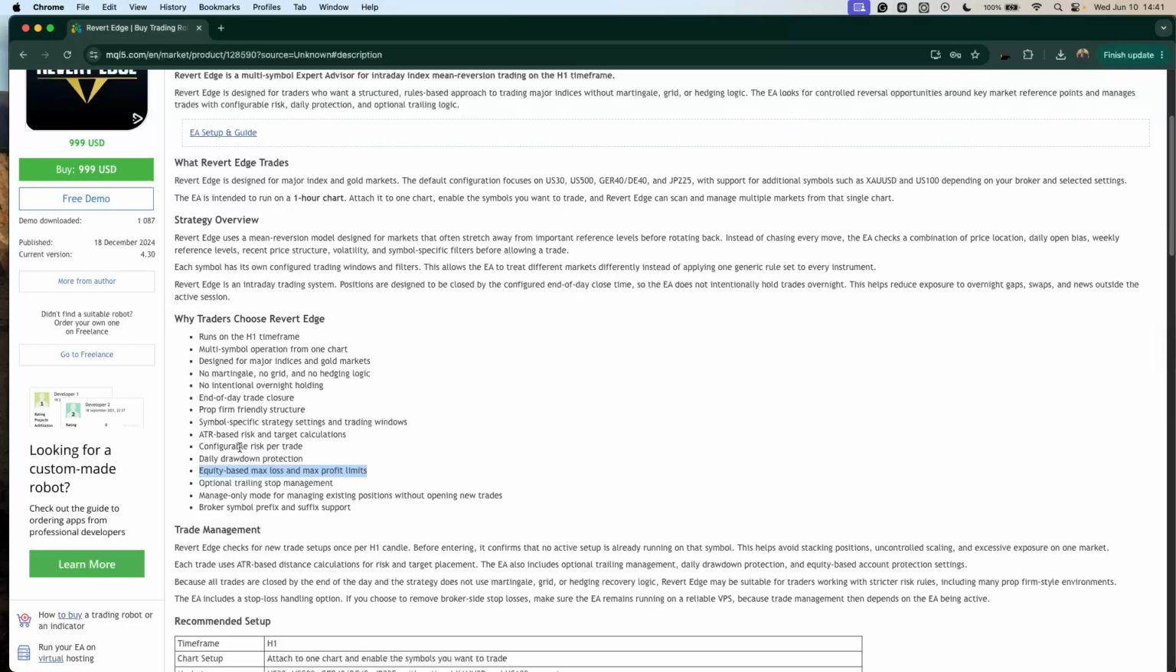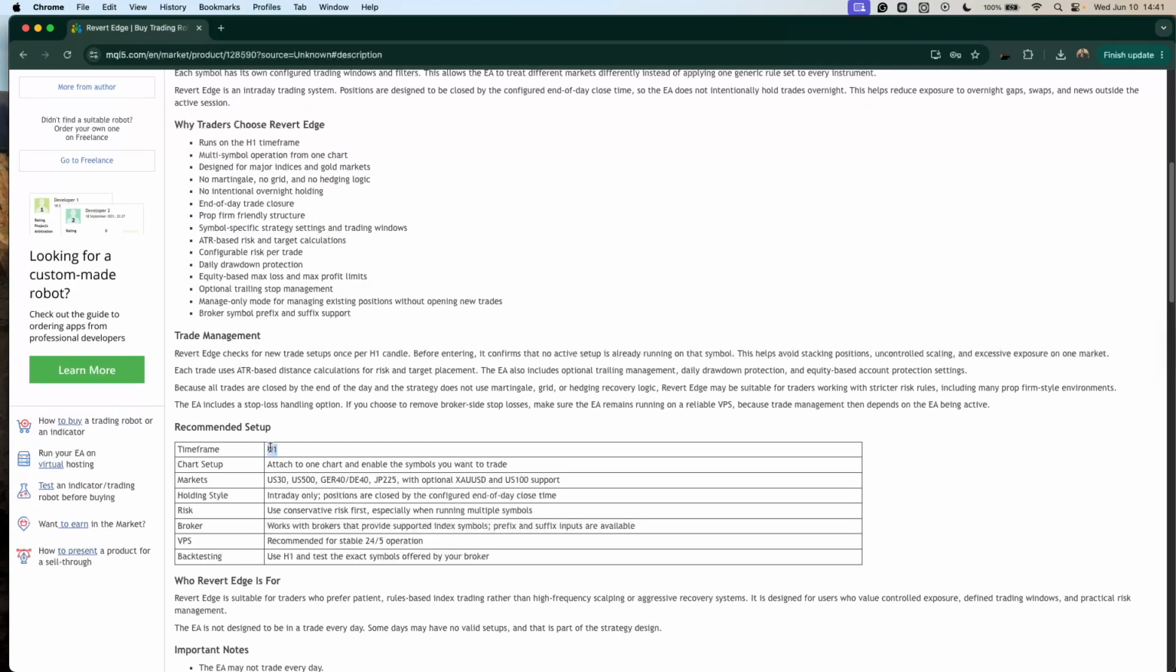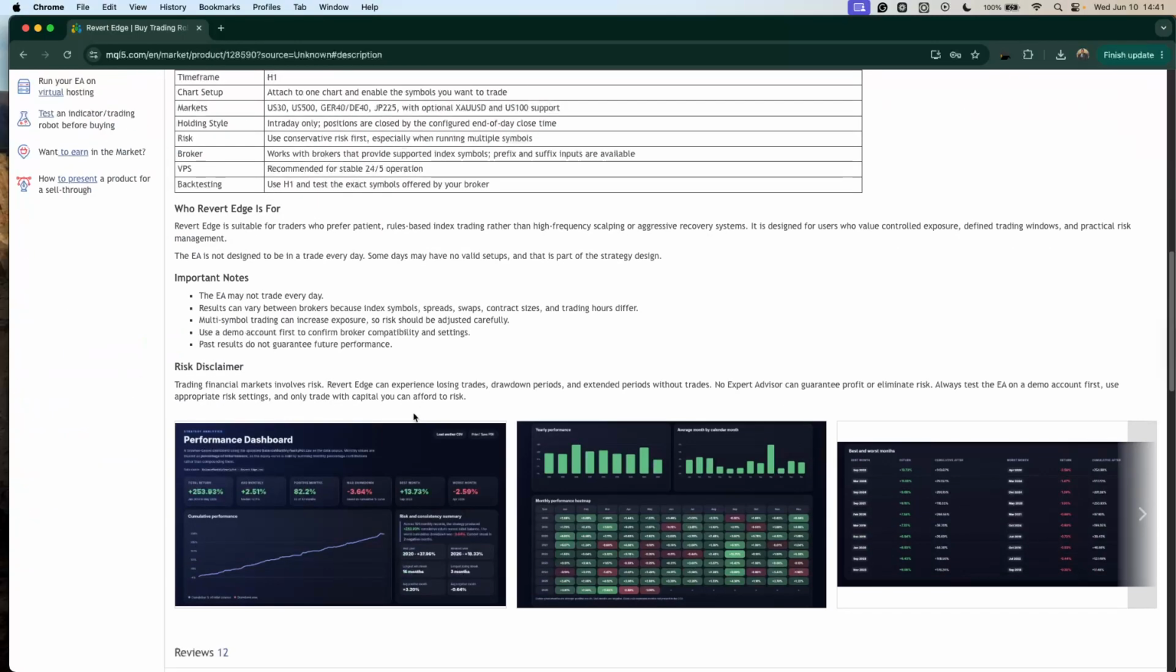Settings cover symbol selection, trading windows per pair. We also have trailing options and broker adaptations like prefixes. And the developer stresses testing on your specific broker data because index CFDs vary a lot in spreads and behavior. It's recommended on the 1 hour time frame, and they also recommend a VPS for reliability. All of these are from the developer.